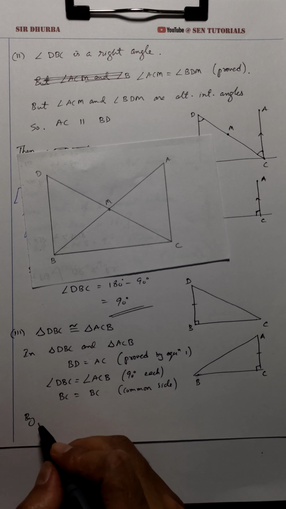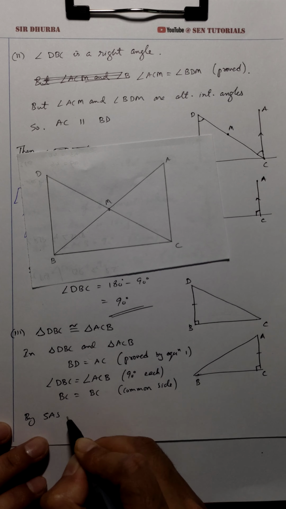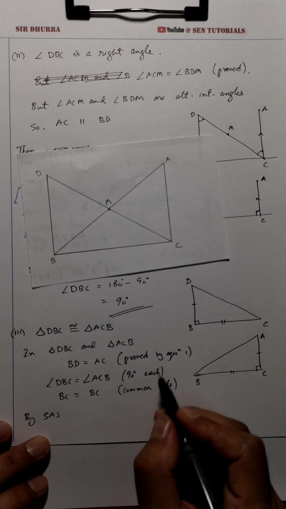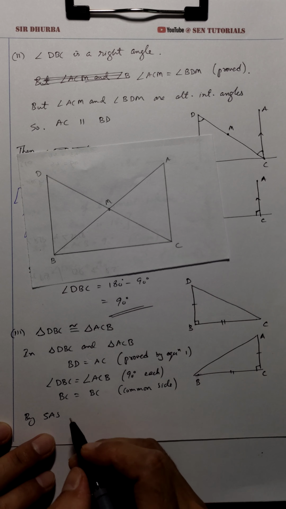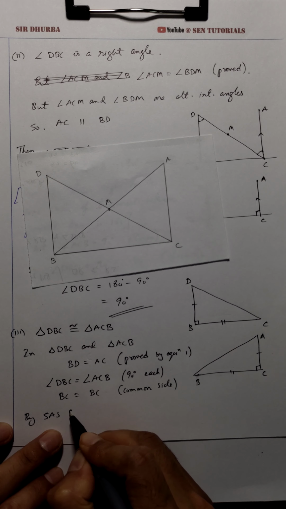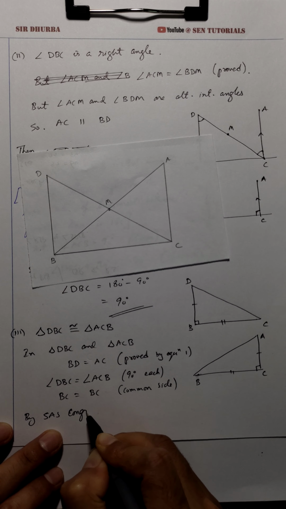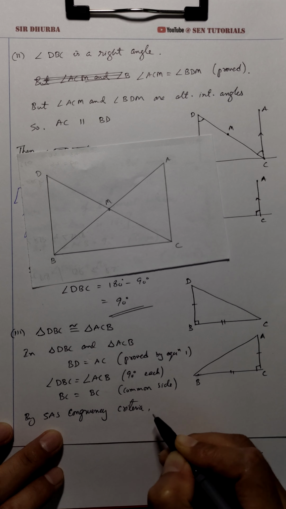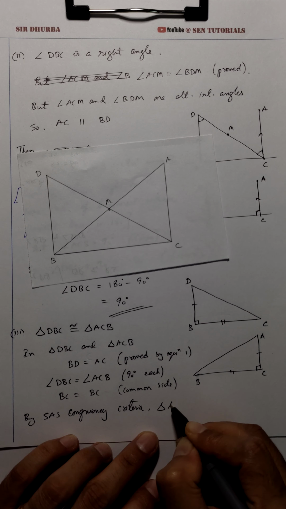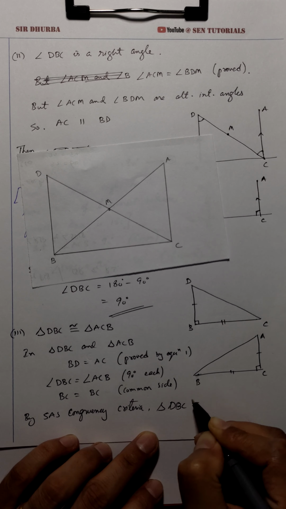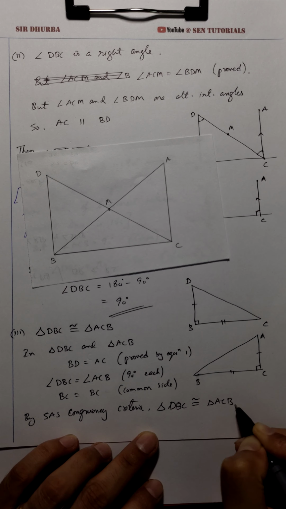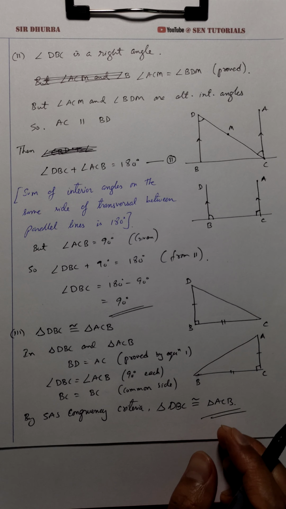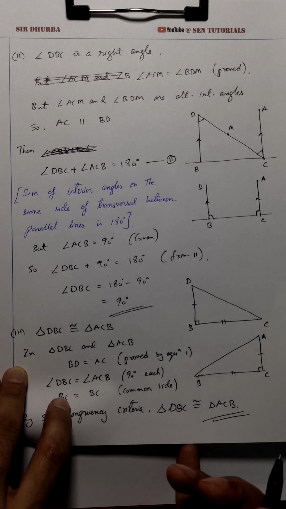So by side angle side, sides and the angle included, by the side angle side congruency criteria, triangle DBC is congruent to triangle ACB. So that's also proved.